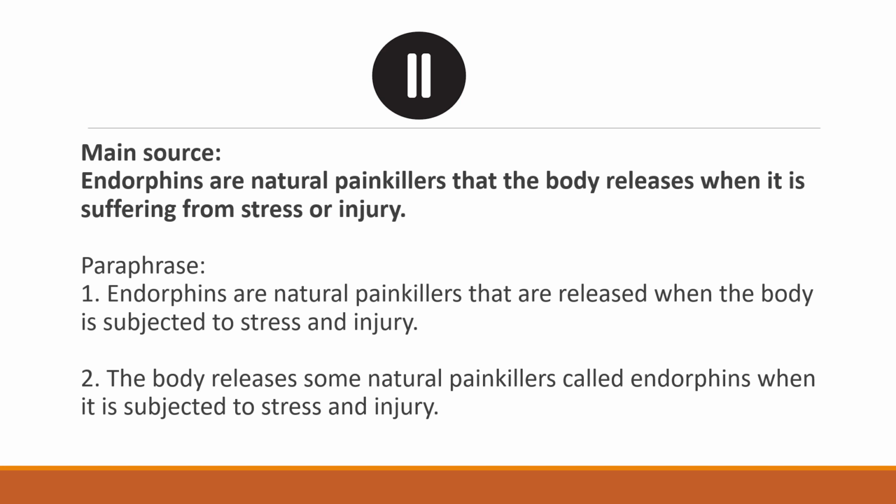What the writer did in this sentence is to change the structure from active to passive. Also, pay attention to the words underlined. In the main source, we see "when it is suffering from stress or injury," but in the paraphrased versions, we see "when the body is subjected to stress and injury."